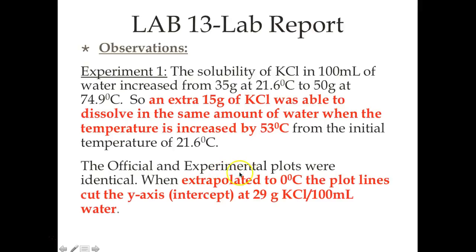So the official and experimental plots were identical. The intercept, which is when extending the line, the solubility corresponding to 0 degree centigrade was 29 grams of KCl per 100 ml.